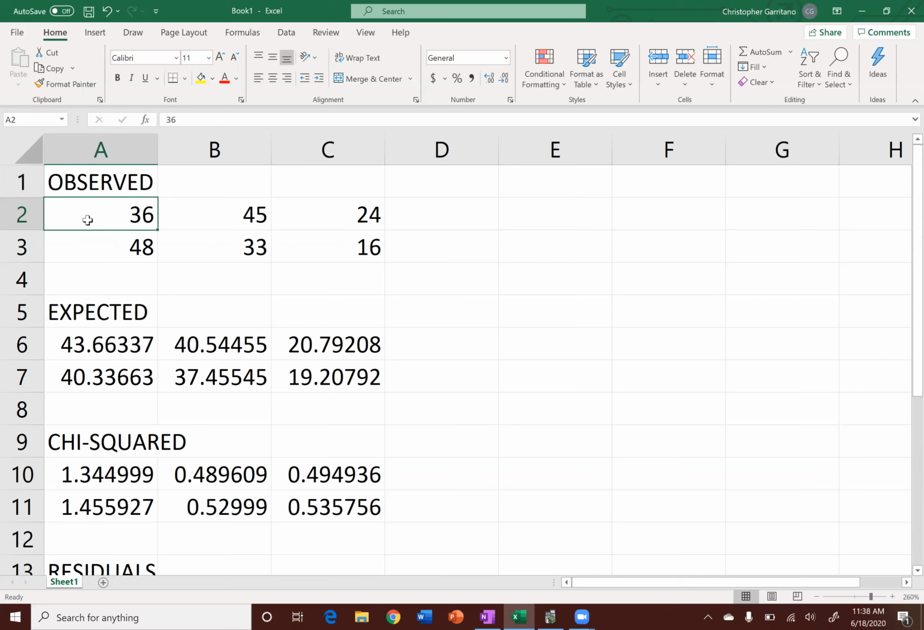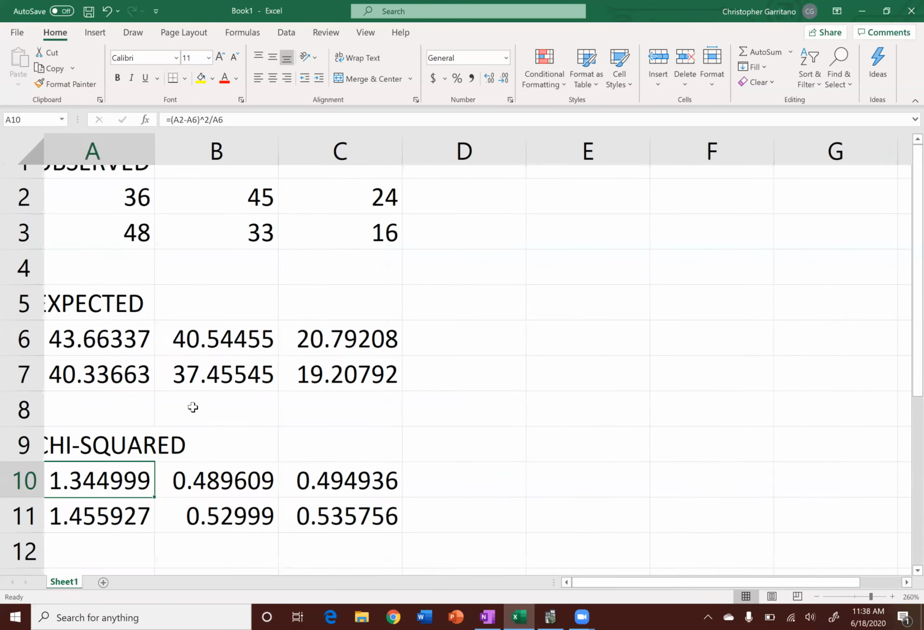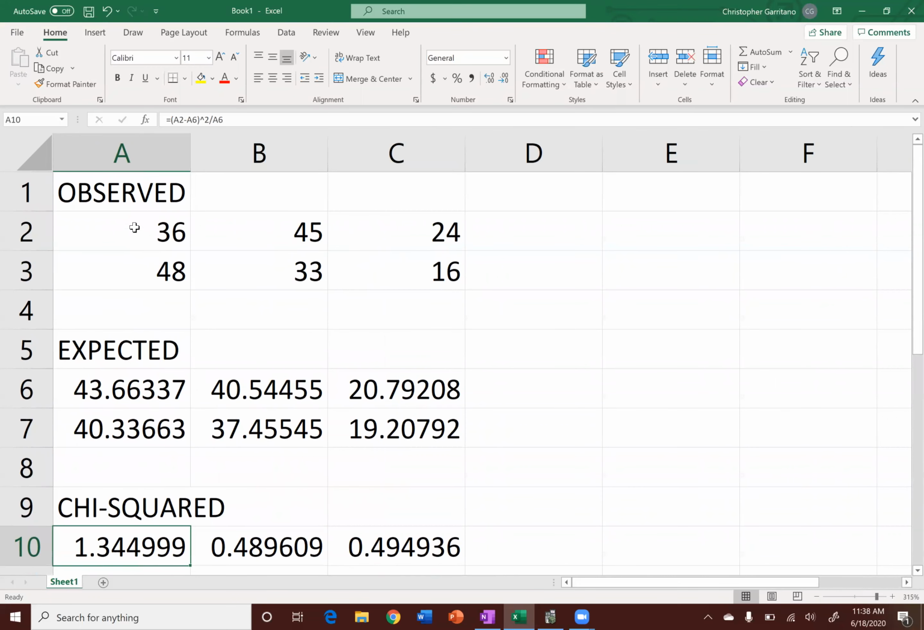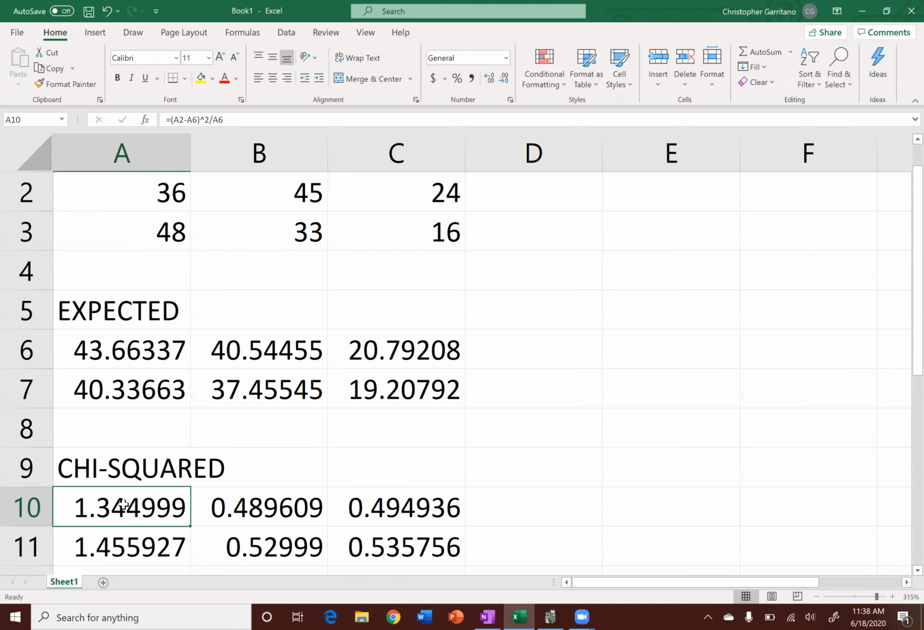So I typed in the observed value. I set up a formula, you can see it up top here, to calculate the expected, but it is exactly the formula that we discussed previously. But what I did was I took my observed value of 36, subtracted the expected value of 43.6, squared that, and then divided by that expected of 43.6, and I got my chi-squared value. And I did that for each individual cell.